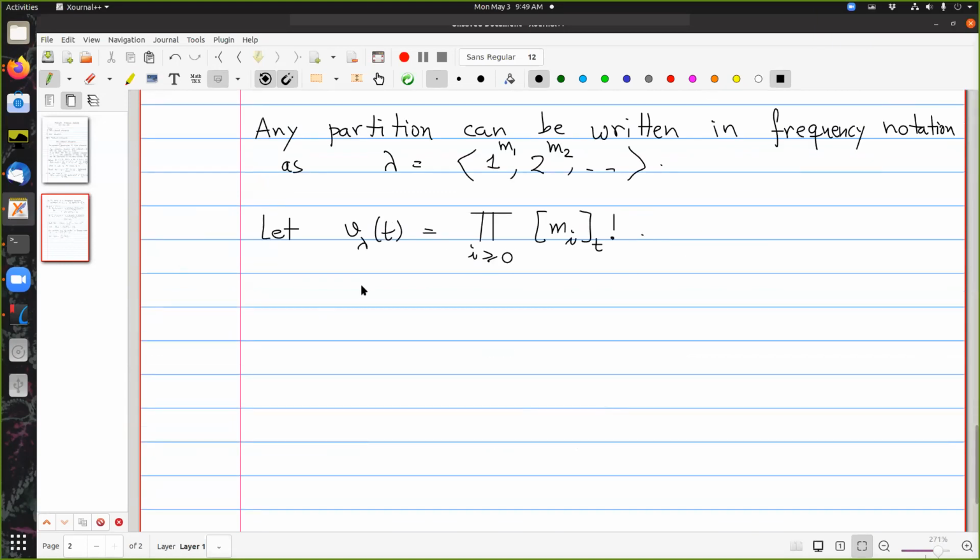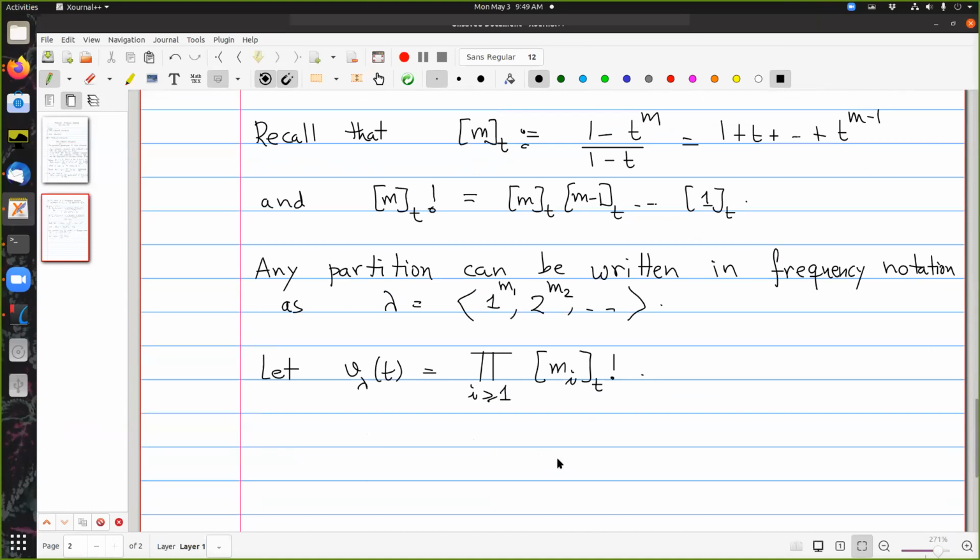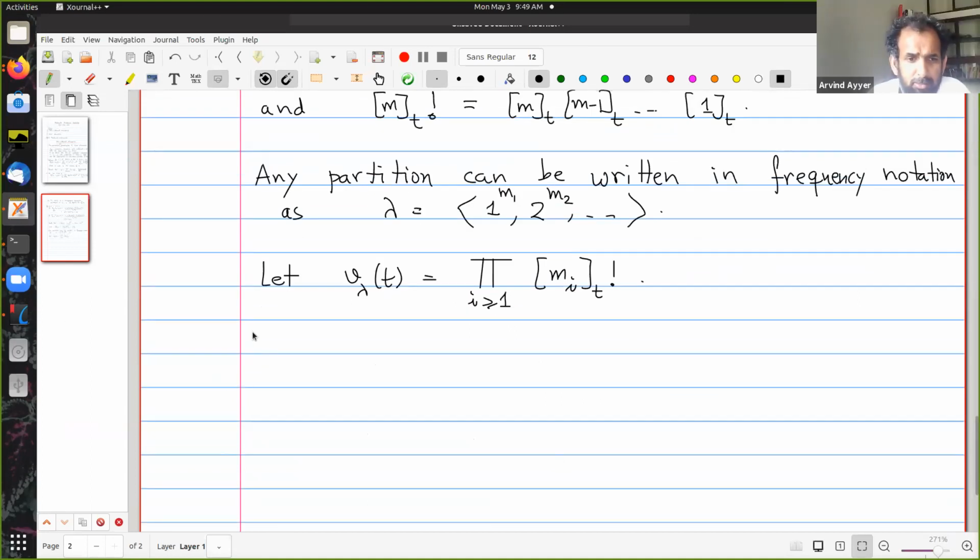What's m0? M0 by convention is 1. What do you mean, m0? In the v lambda of t, you take the product over i equals 0 as well, but in the lambda, there is no m0 in frequency notation. Oh, sorry. Okay, thanks. So here's the theorem about the expansion of R lambda.